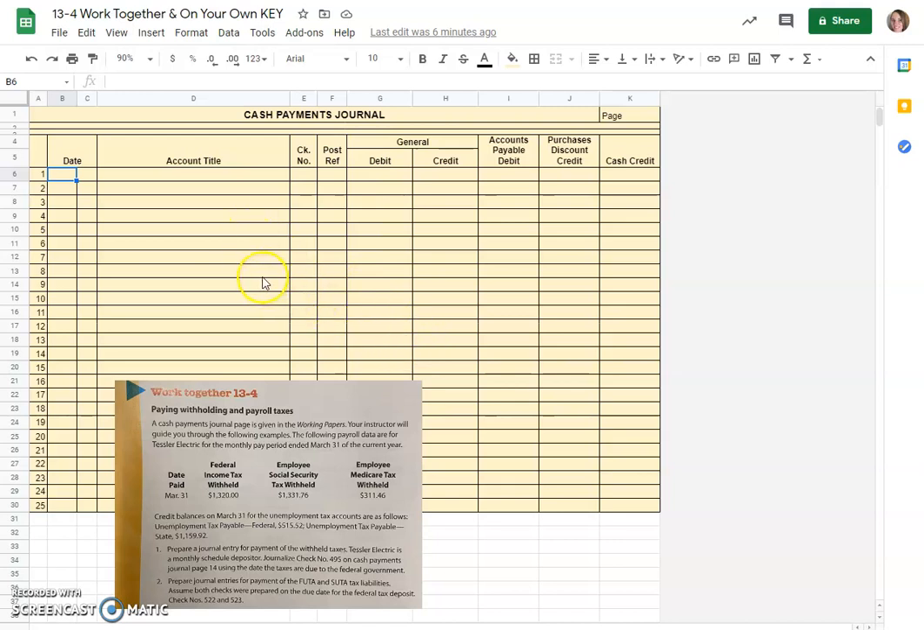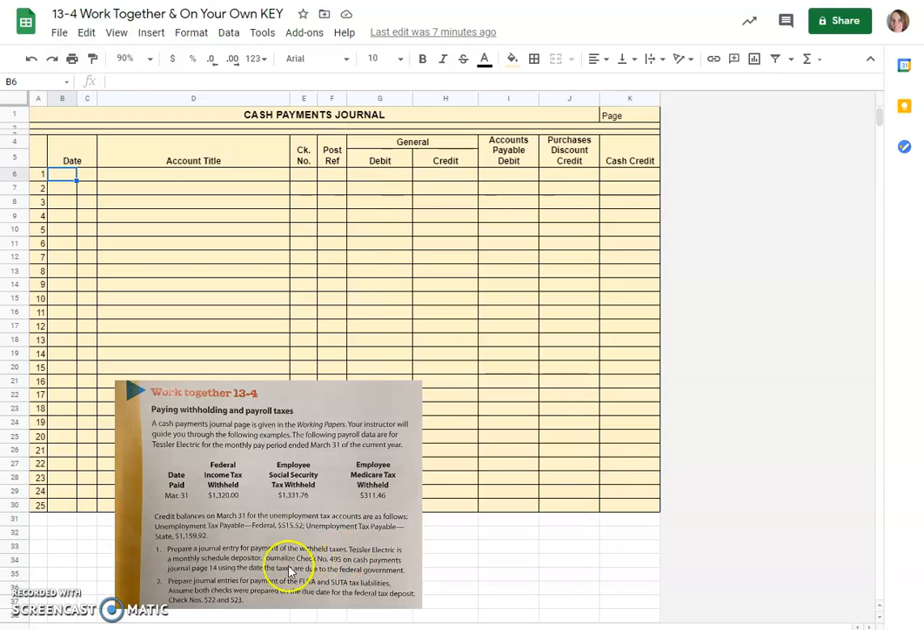It says the following payroll data are for Tesla Electric for the monthly pay period ended March 31st of the current year. So we have a monthly pay period. We know that credit balances on March 31st for the unemployment tax accounts are as follows. Unemployment tax payable, federal, $515.52, and state, $1,159.92.